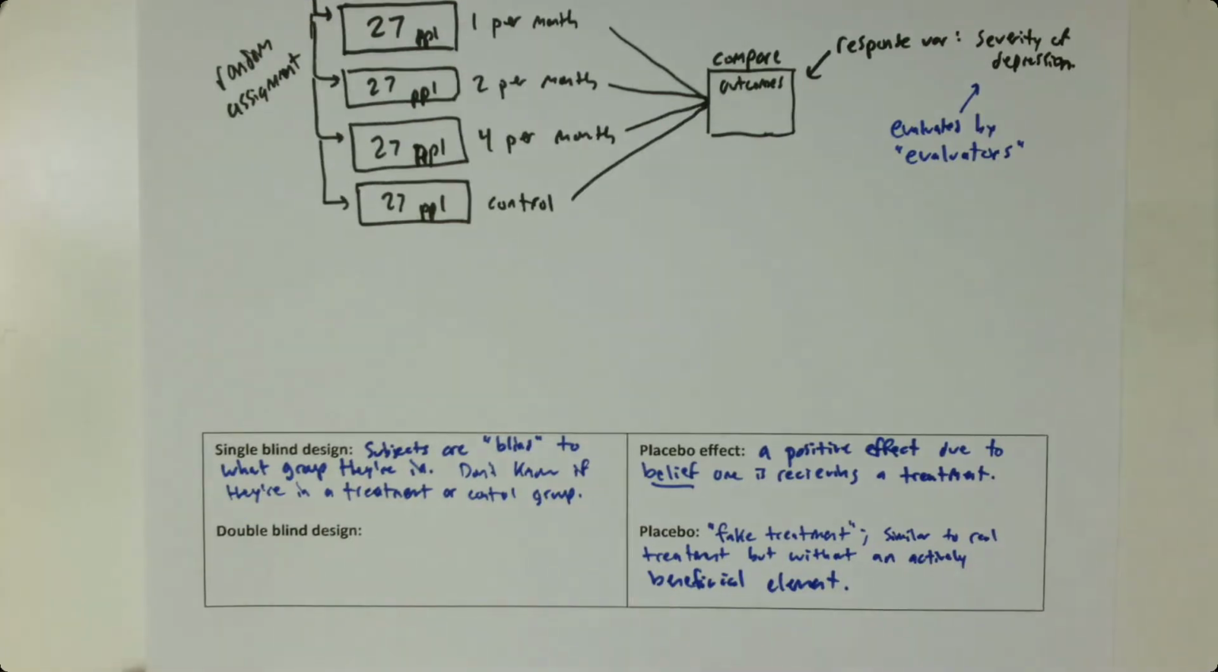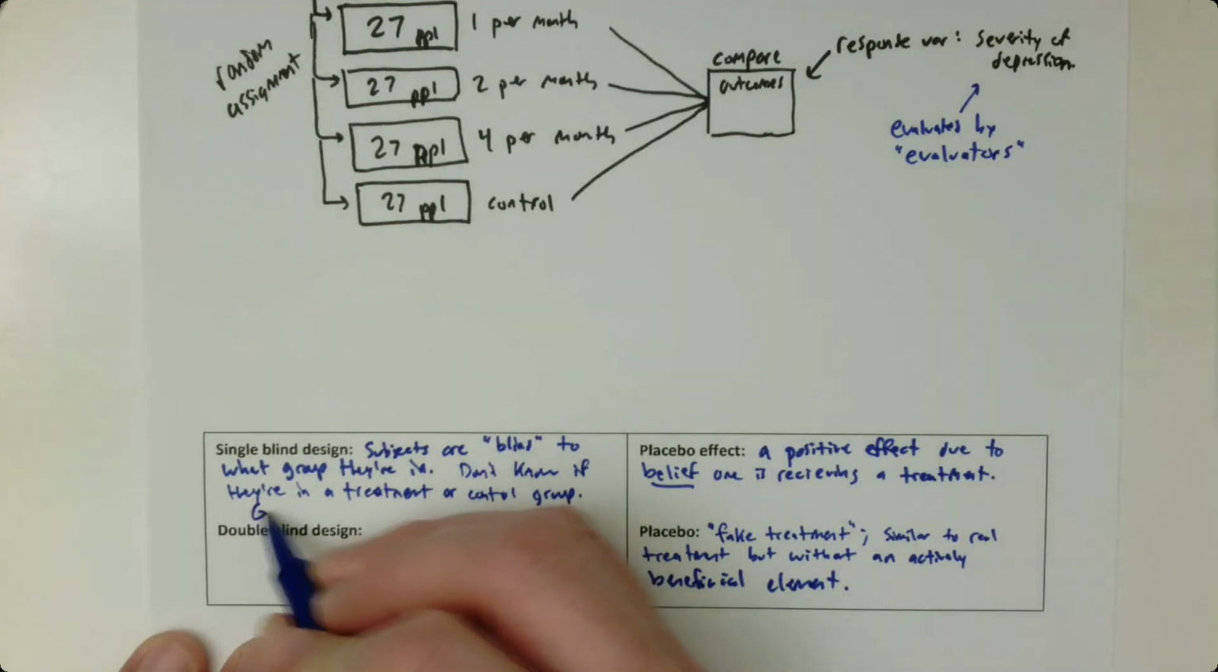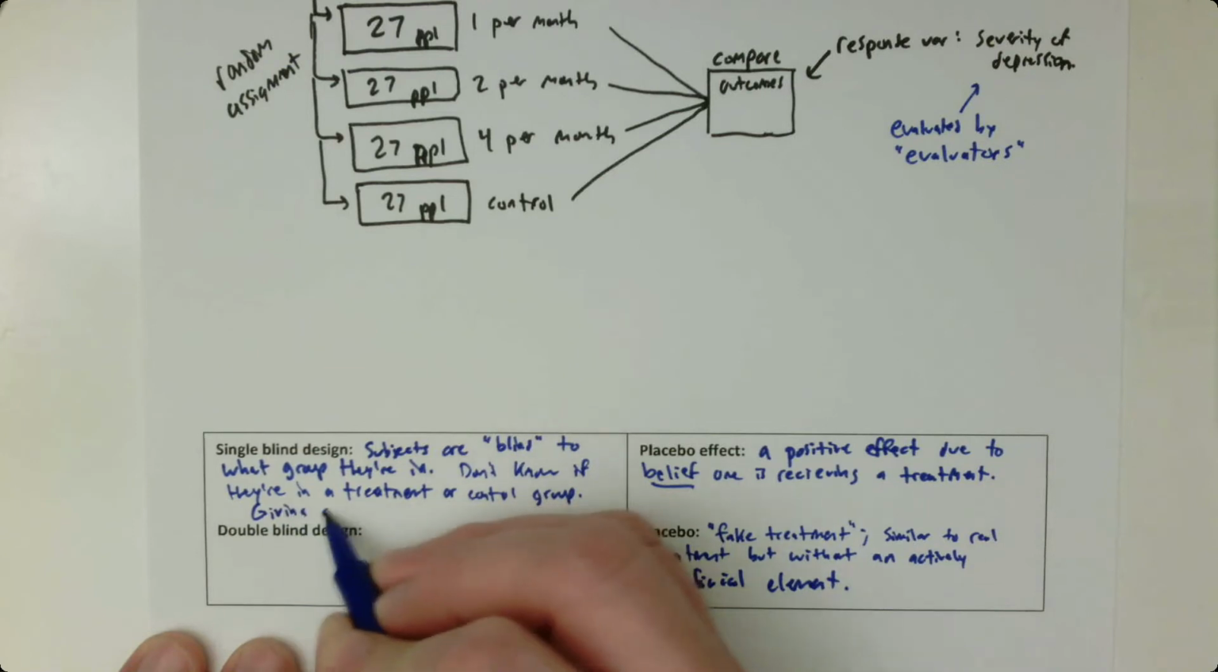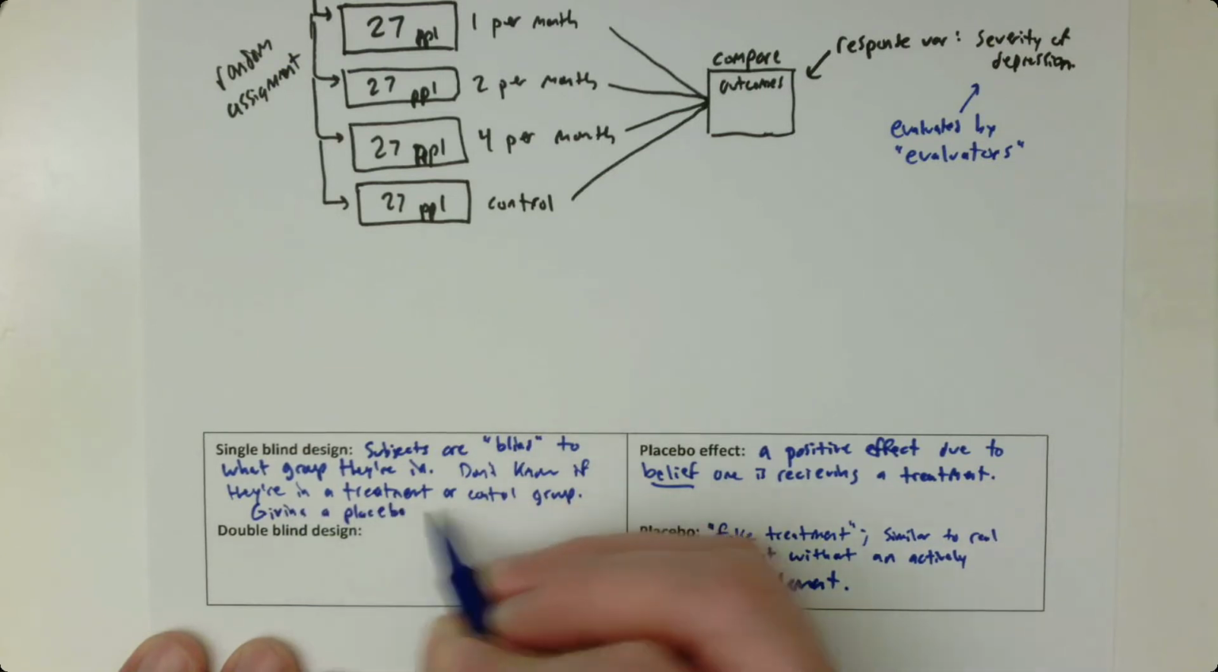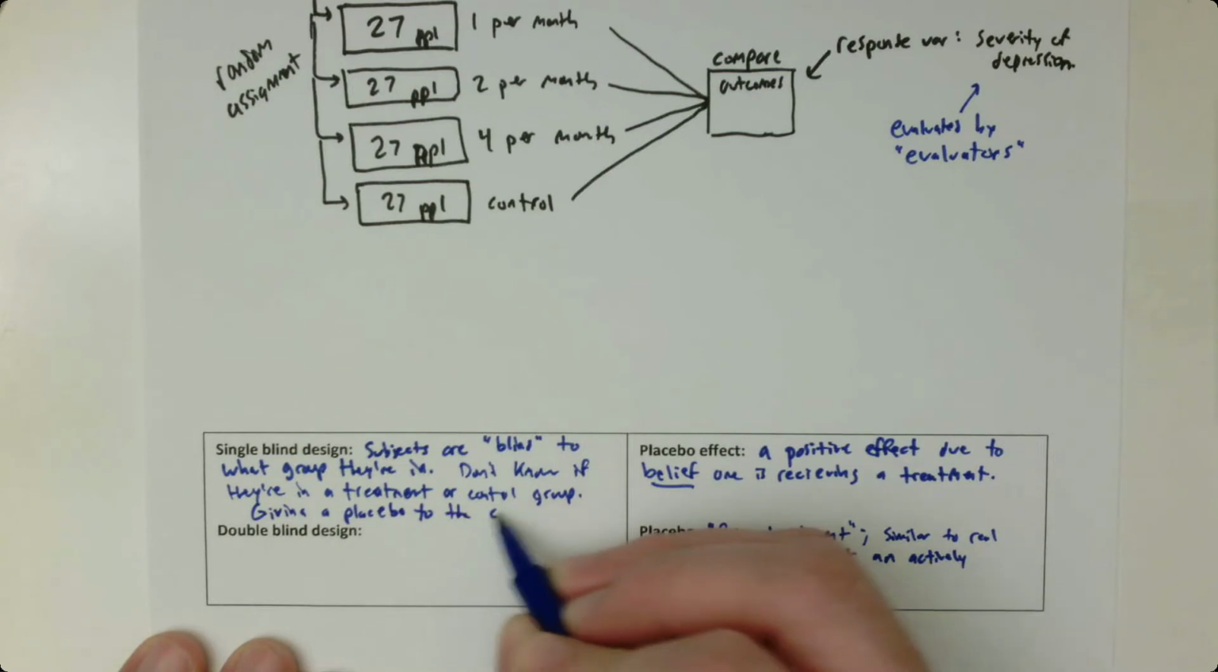So let's add one more note. The most common way of doing a single blind design is by giving a placebo to the control group.